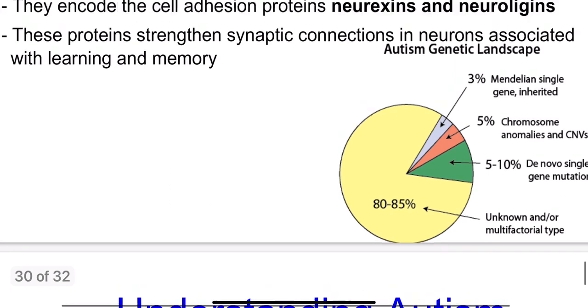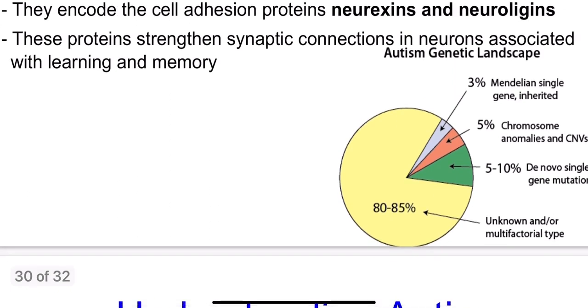So the autism genetic landscape seems to indicate that 3% may be from Mendelian single gene inheritance patterns, and then 5% chromosomal and maybe some copy number variant anomalies. 5 to 10% de novo, new single gene mutations that didn't exist before in a parent that is now seen in the offspring. And then 80 to 85%, that is a very high percentage, is just unknown. We don't know, or it may be multifactorial.